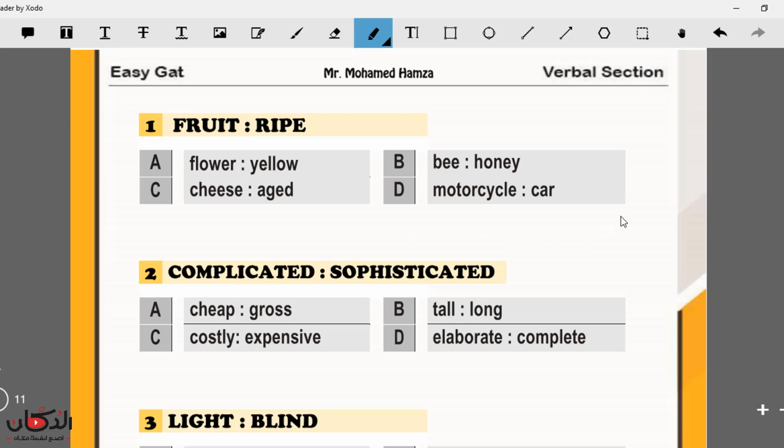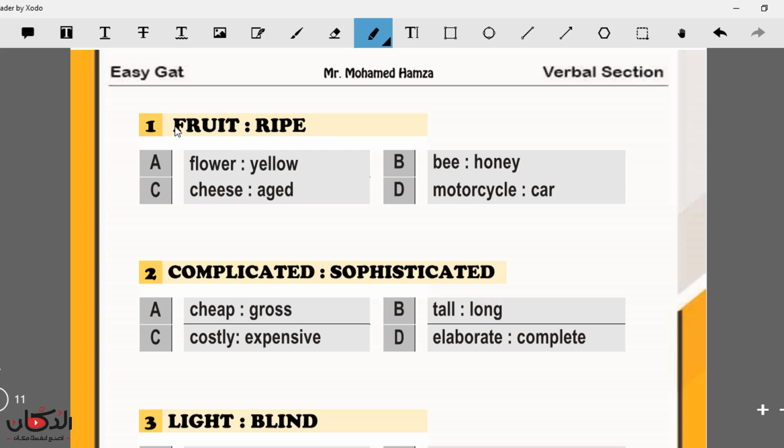Okay, now we move to the most important part of our session, which is more than 30 questions of practice for the verbal section, especially the analogy. The first pair here is fruit and ripe. So ask yourself, are they synonyms? No. Are they antonyms? Also no. So what are they?